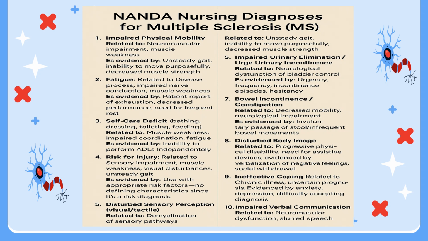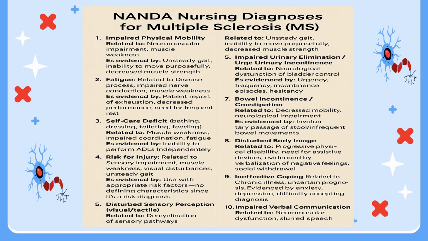Risk for injury related to your sensory impairment, muscle weakness, visual disturbances, unsteady gait, as evidenced by use of appropriate risk factors, no defining characteristics since it's a risk diagnosis. But still, it is one of the very important diagnoses. That is why I have put it as 4. Disturbed sensory perception related to demyelination of the sensory pathways, as evidenced by unsteady gait and decreased muscle strength.